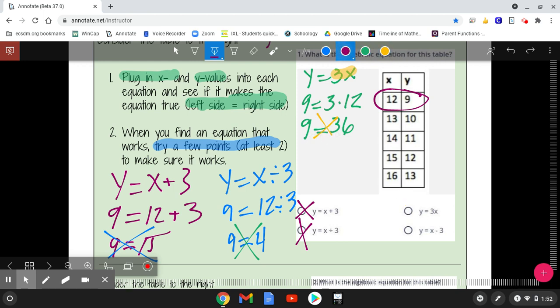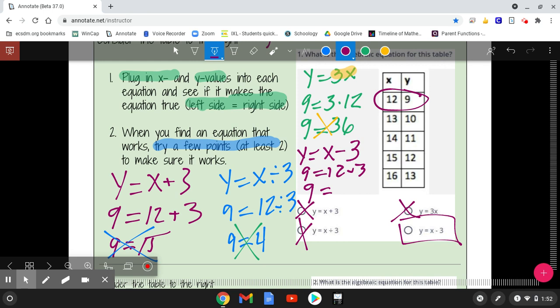Hopefully then the last equation works. Let's try this. y equals x minus 3. Again, you can choose any point or plug in the same one. We'll use the same one, replacing y with 9 and x with 12.